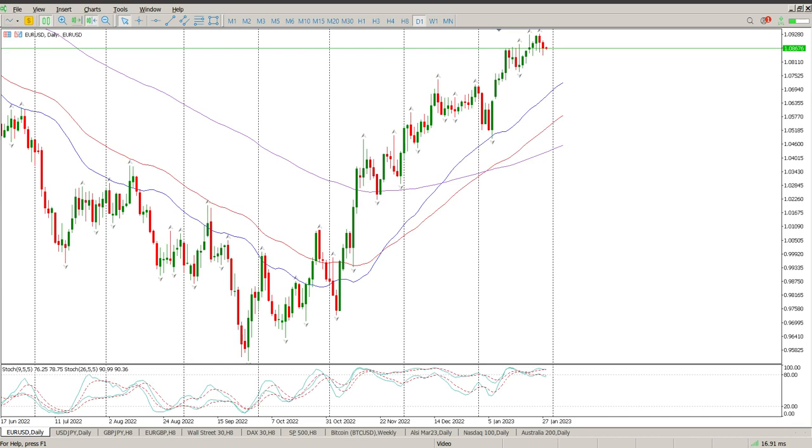So starting off with Euro USD as usual, and if we just have a look at the daily here, we are a little bit overstretched, we are overbought. Kind of looks like there's a little bit of structure that has formed here, but I'm not entirely convinced.